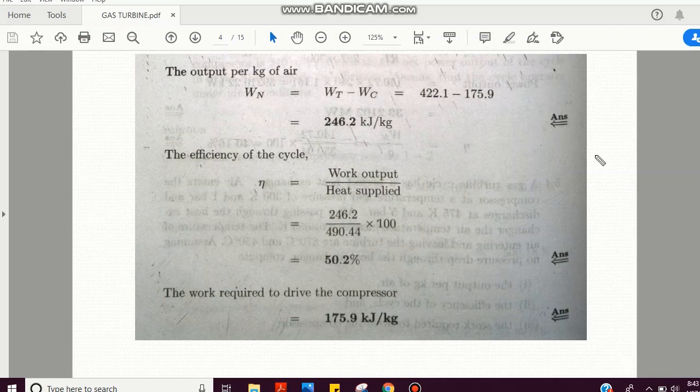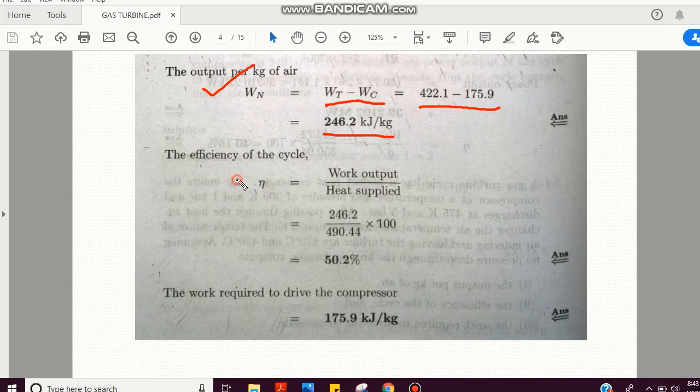So the work output per kg of air, that is turbine work minus compressor work, that is Wt minus Wc, so that is 246.2 kilojoule per kg. This is the net work output.